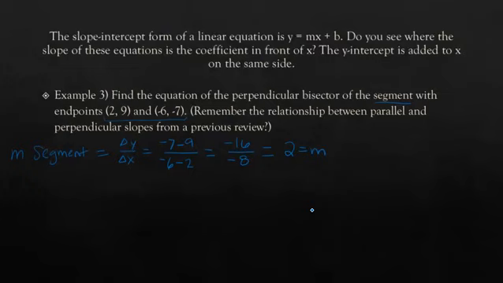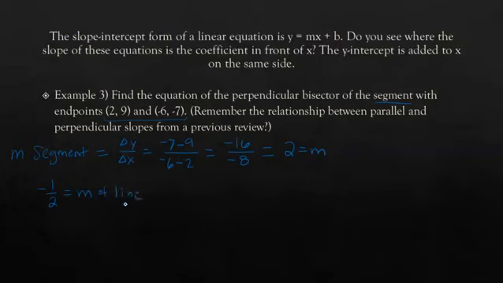Now, I want the slope of the perpendicular line. So how do I change that? Remember that parallel lines would have the same slope, but perpendicular lines are going to have the negative reciprocal. So the reciprocal of 2 is what I can multiply 2 by to get 1. Or we can think about it as flipping a fraction. So our reciprocal would be 1/2. And then I make it negative. That is going to be the slope of the line.